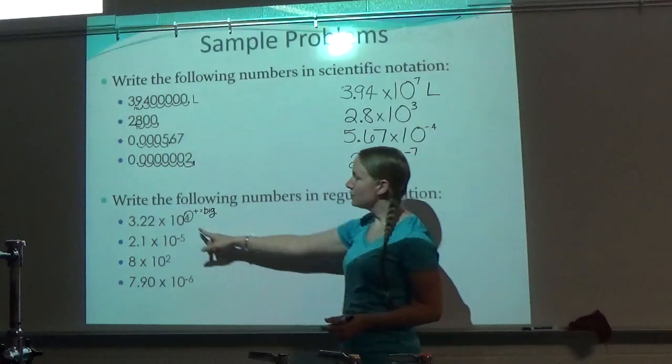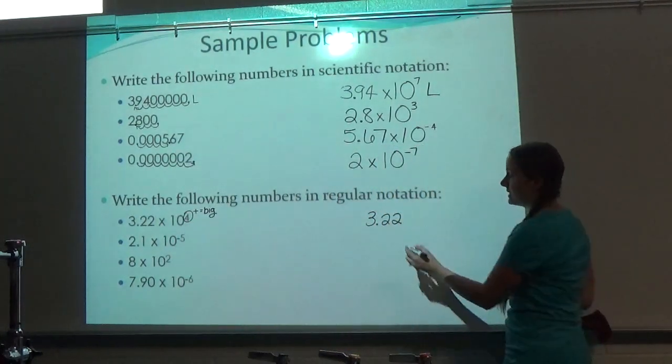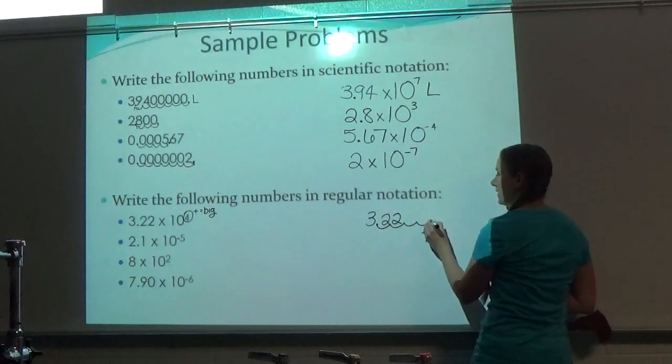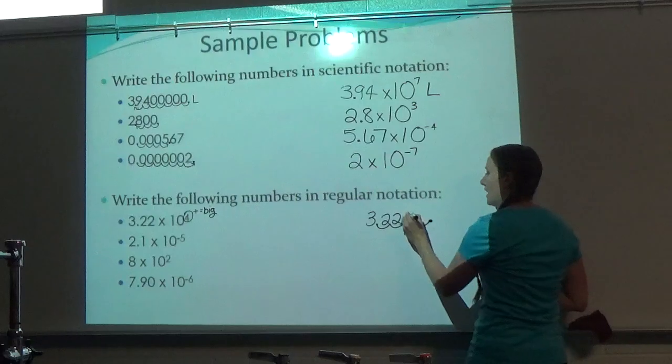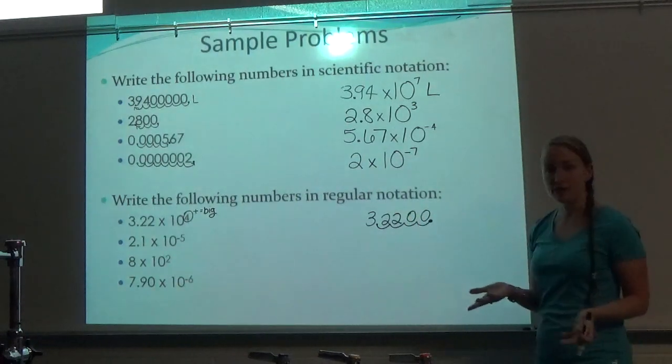So how many places do I move it? I move it 4. I don't add 4 zeros. I move it 4 decimal places. So I go 1, 2, 3, 4. There's my new decimal place. And then you just fill in zeros. And if there was a unit, you put that at the end.